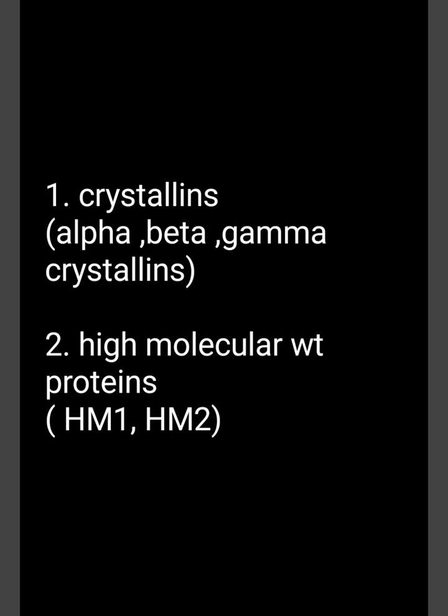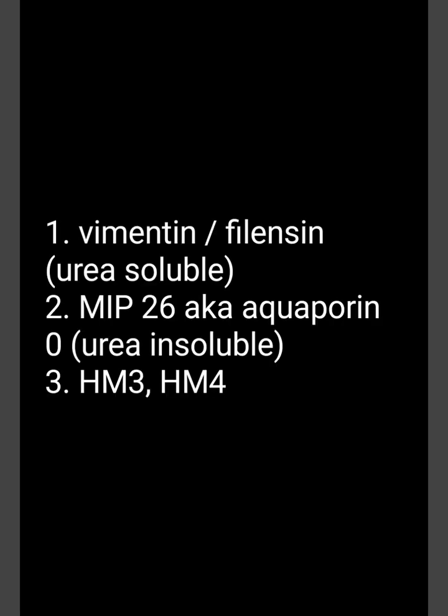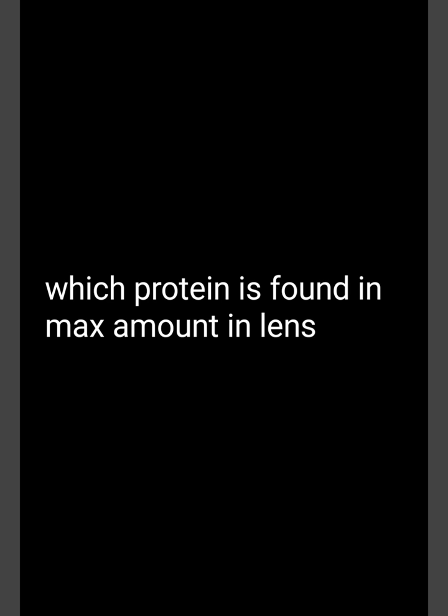Water-soluble proteins in lens: 1. Crystallins: alpha, beta, gamma crystallins. 2. High molecular weight proteins, HM1, HM2. Water-insoluble proteins in lens: 1. Vimentin and phakinin, urea-soluble. 2. MIP26 aka aquaporin 0, urea-insoluble. 3. HM3, HM4.